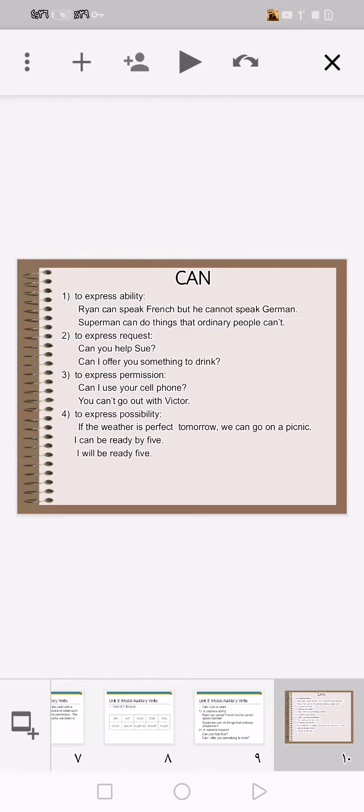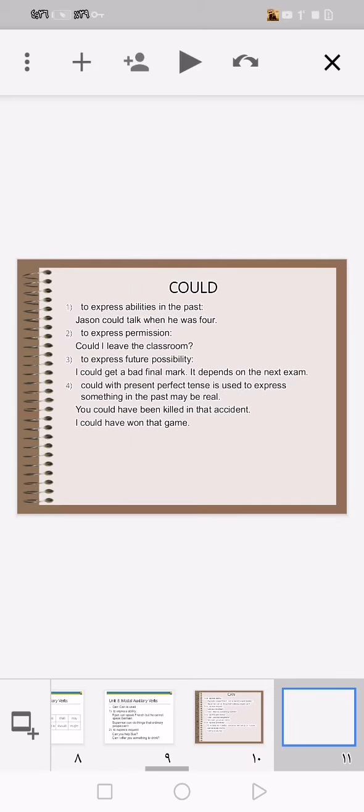Another example. I can be ready by 5. I will be ready by 5. طبعا number 1, to express ability. Number 2, to express request. Number 3, to express permission. Number 4, to express possibility.